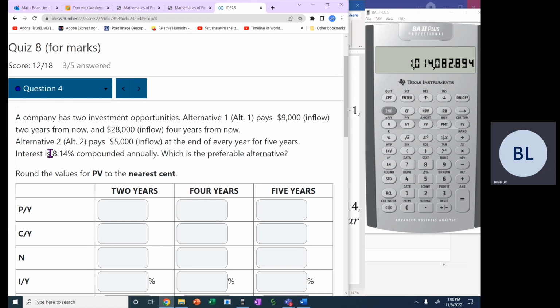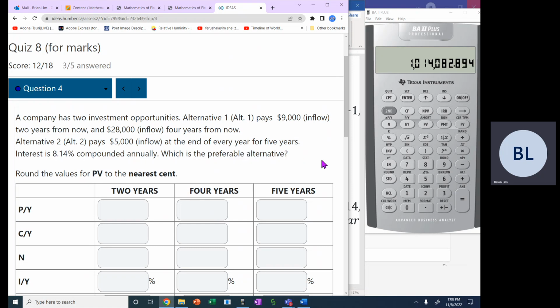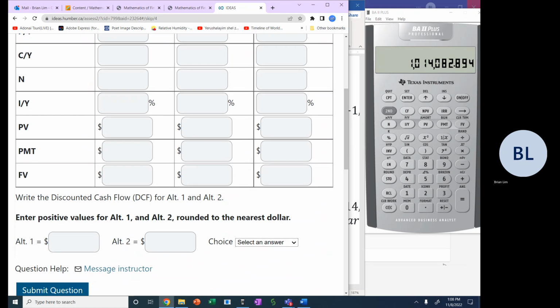Okay, interest is 8.14% compounded annually, which is the preferable alternative, or preferred alternative, whichever way you like to pronounce the word. All right, but prefer, I guess, would put more emphasis on the word that you're making a choice. All right, run the values for present value to the nearest cent, right? So we will do that.